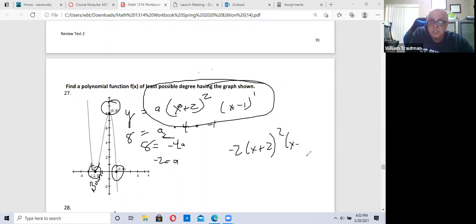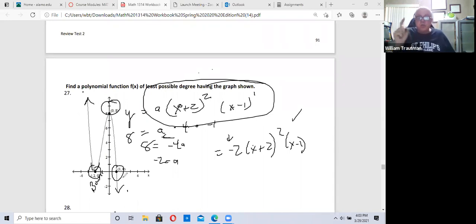X minus 1. It's not letting me write it. There we go. There's the answer. And you can see, look at this. This is an odd power, like we have x squared and one more is x cubed, with a negative in front. The left side is up, the right side is down. So it matches. All these little things that you see will help.